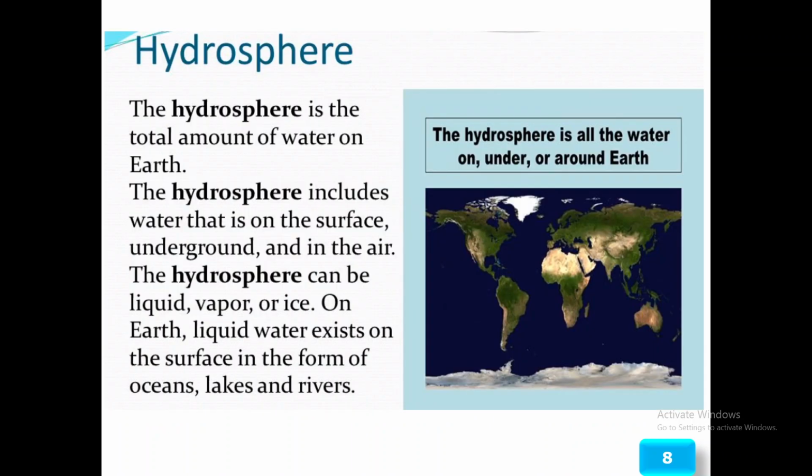So this is called the hydrosphere. The hydrosphere is all the water on, under or around Earth's surface. It is the total amount of water on Earth. The hydrosphere includes water that is on the surface, underground and in the air. It can be liquid, vapor or ice. On Earth, liquid water exists on the surface in the form of oceans, lakes and rivers.